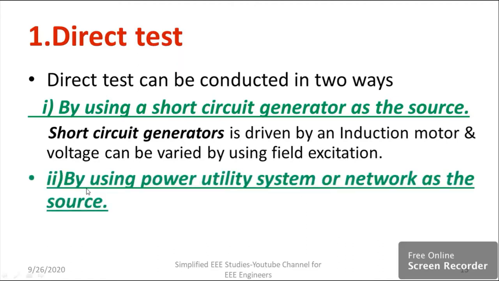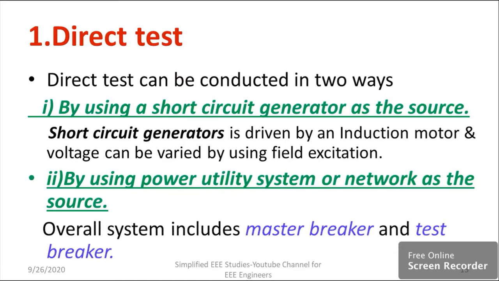The second method is by using a power utility system or network as the source. So you have to do real-time testing. You have a particular network. By using the network, you are going to connect a test circuit breaker over the network. Then you are going to evaluate the performance. These are mainly the two procedures. The overall system includes a master circuit breaker and a test circuit breaker. Two circuit breakers you are going to use. The master circuit breaker is mainly used for safety purposes.